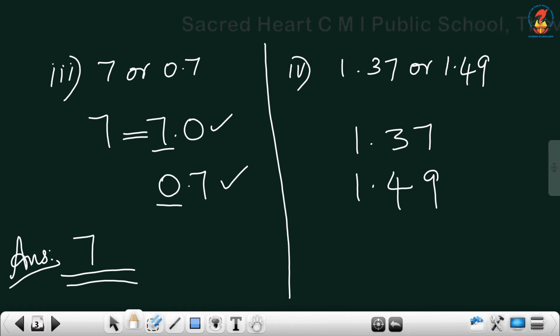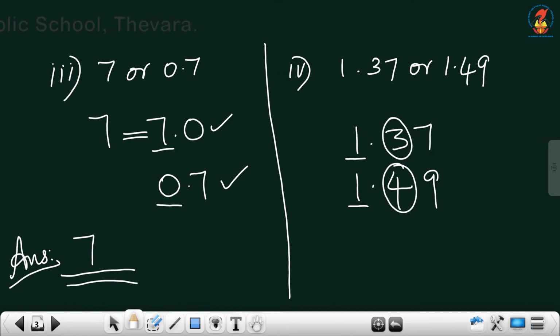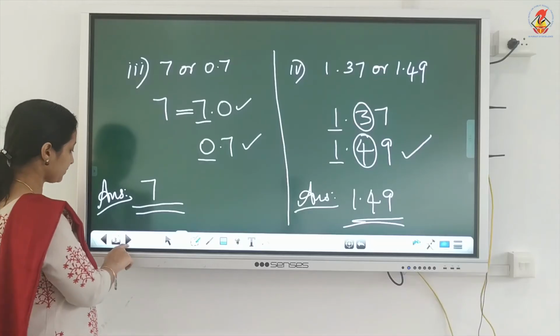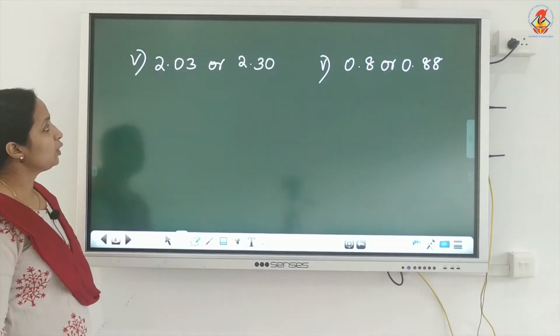If they are like decimal, you start looking from the whole number part. Here it is 1, here it is 1. Both are same. We can't say which one is greater. If the whole number part is same, you look at the decimal part. Look at the tenths place. Here it is 3, here it is 4. 3 or 4, which one is greater? We know that 4 is the greater digit. So this particular number will be the greatest number. So what is the answer here? 1.49 is greater than 1.37. I hope this is clear children. Normal comparison rule.